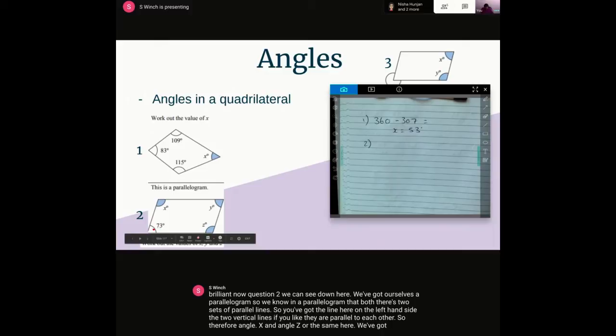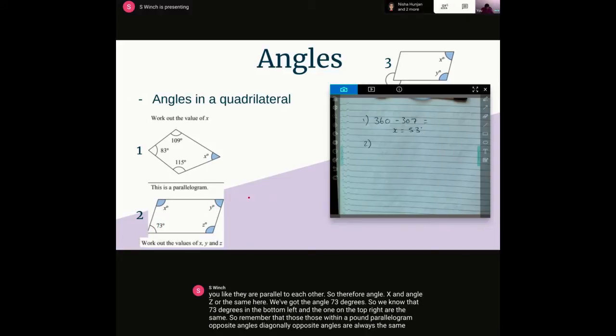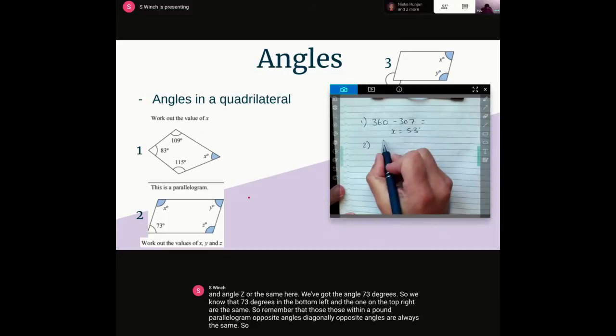Here, we've got the angle 73 degrees. So we know that 73 degrees in the bottom left and the one in the top right are the same. So remember that within a parallelogram, opposite angles, diagonal opposite angles, are always the same. So with that in mind, if we're back onto our visualizer, we can see that they must add up to 360.